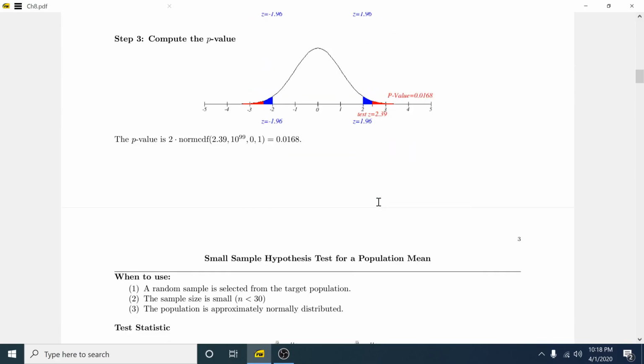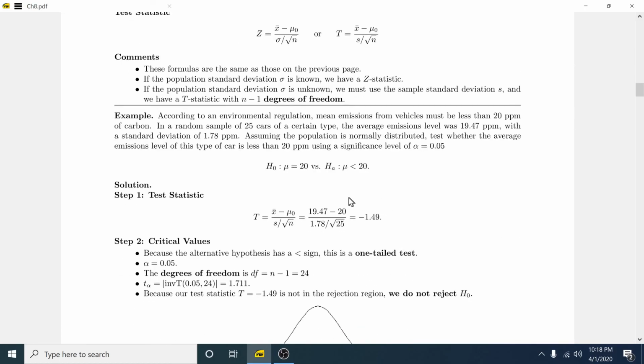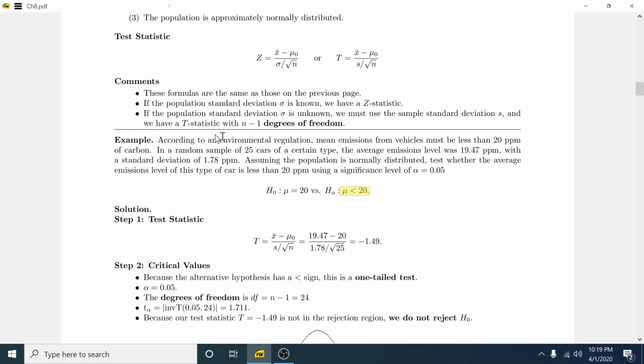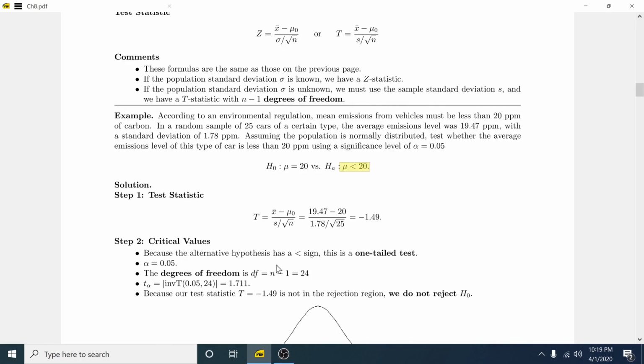So if we go back to this example down here, we're basically trying to figure out, is mu equal to 20 versus is mu less than 20? We're not going to reject H naught. We're also not going to accept H naught. And this was the example that we did about environmental regulations for vehicles. And I really think the most likely outcome in this problem would be that this company would just need to do more study. They would need to go back to the drawing board.